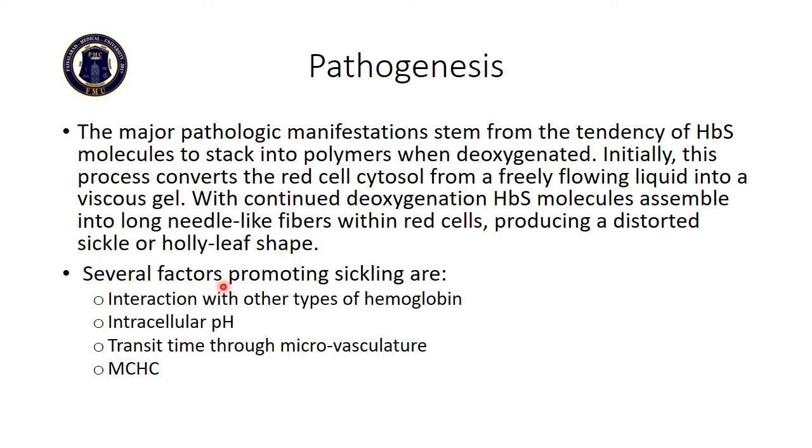There are several factors which promote sickling, such as interaction with the other types of hemoglobin, intracellular pH, transit time through microvasculature, and MCHC. Now we will see them one by one.